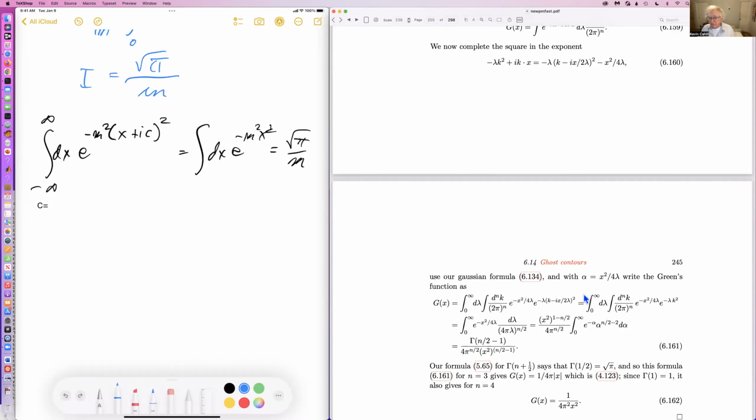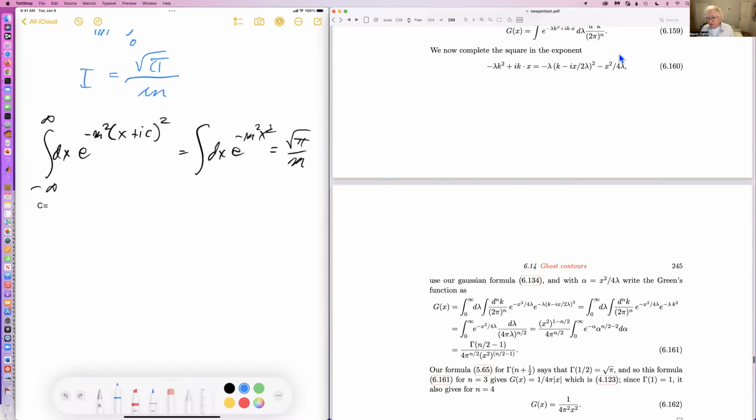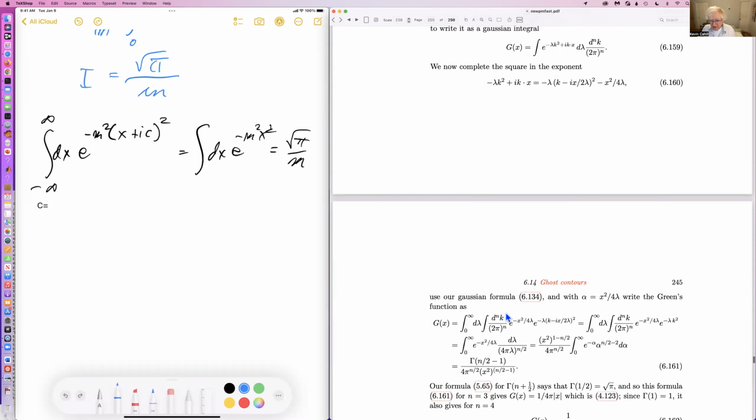We then set alpha equal to this term that showed up, x squared over 4 lambda. And what we get then is d lambda, the d^n k, and e to the minus x squared over 4 lambda, and then this integration here. We've completed the square, but of course this k integral is now independent of x, so we can drop the x term from there, and we just get this.